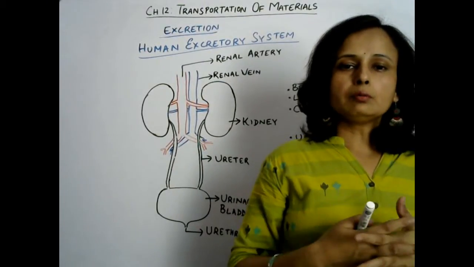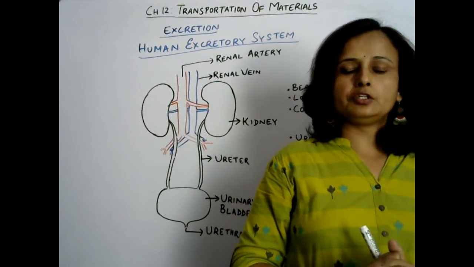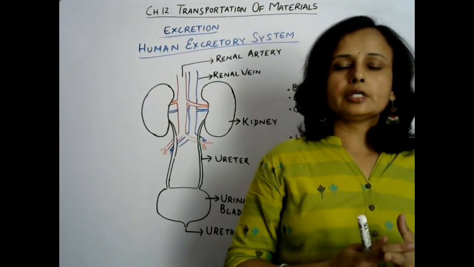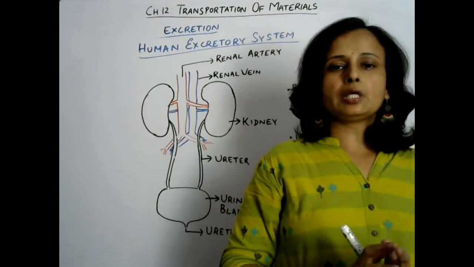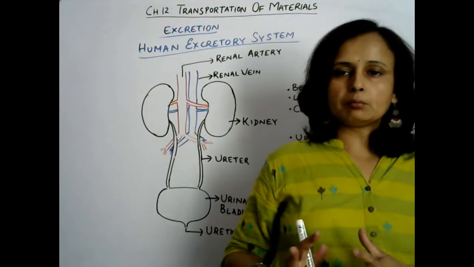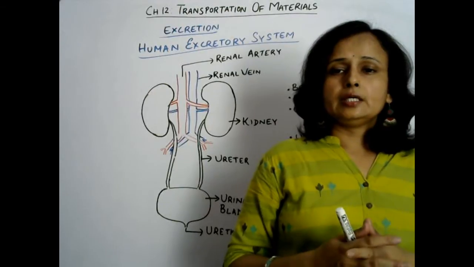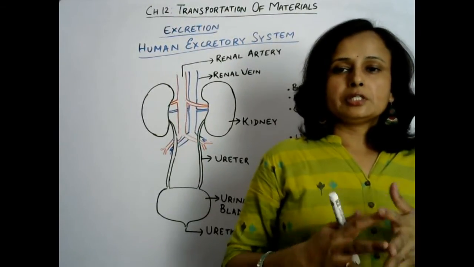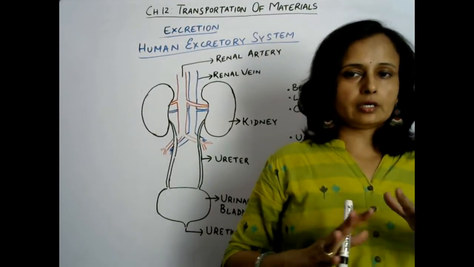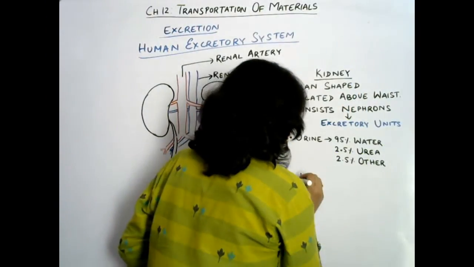Now, one more condition sometimes comes. That condition is called kidney failure. So in kidney failure, what happens? The kidneys do not work properly, so the waste materials are not removed from the body. In that condition, an artificial kidney is used. Basically, there is a machine through which the waste materials, nitrogenous waste, are removed from the body through a process. That process is called dialysis.